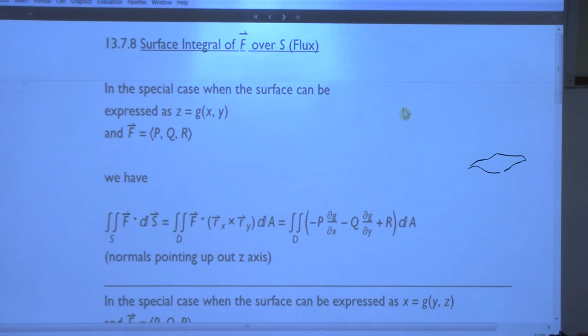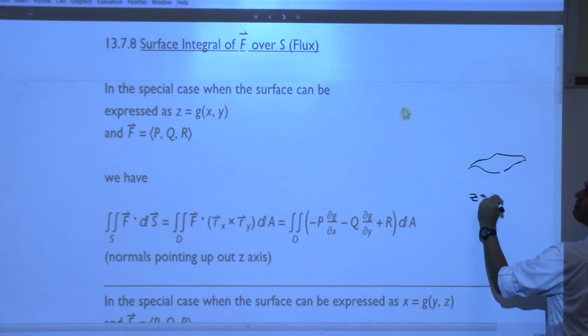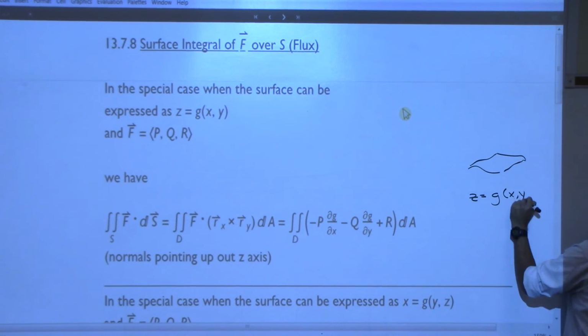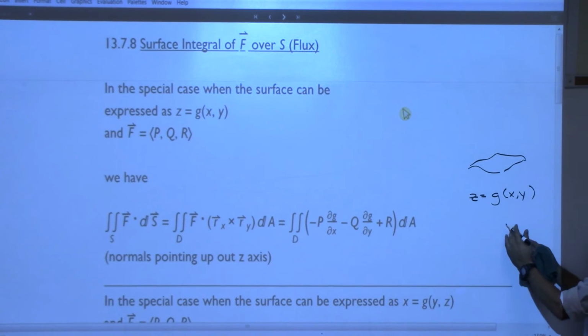That's what these shortcuts are for. If I have that situation, would you agree that I could say z is some function of x and y? Right? If this is the ground down here, right?